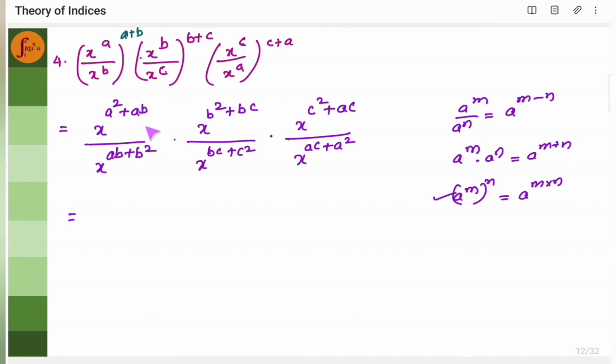So now let's use this particular division law, right? This is multiplication law, this is division law, right? We'll use this division law. a to the power m by a to the power n is a to the power m minus n. Basically, you take this denominator power to the top. You take n to the top and subtract it, right? So now I'll take this to the top and subtract. So I'll get x to the power a square plus ab minus b square.